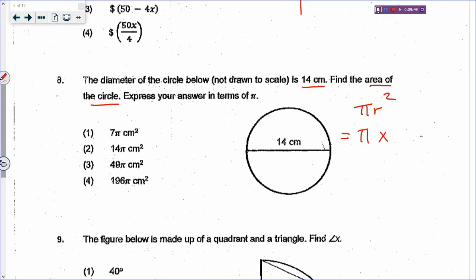And then what's the radius? The diameter is 14. You just cut the diameter into 2 parts, and you get the radius, which is your 7 times 7. So R square means radius times radius. And then you will get 49 pi, and then that's the answer already, right? That's your answer in terms of pi. So answer number 3. Okay, got it?